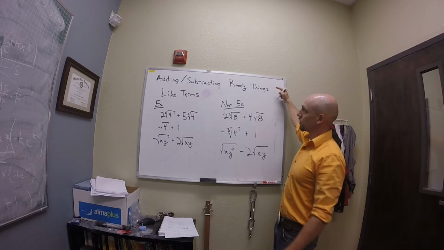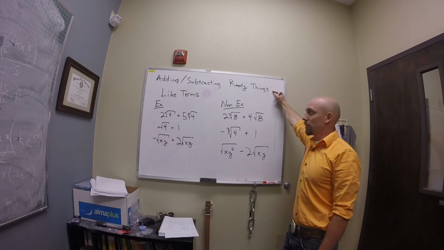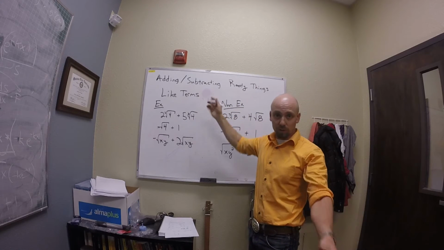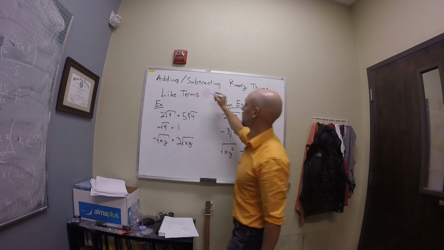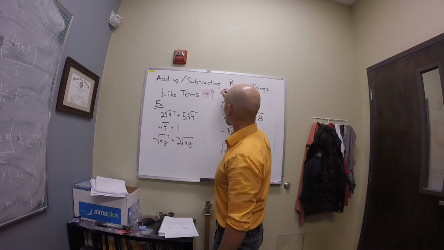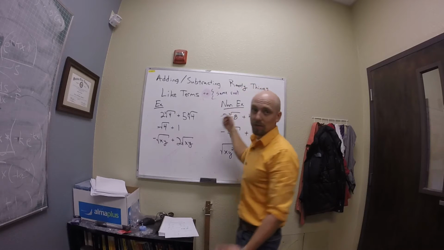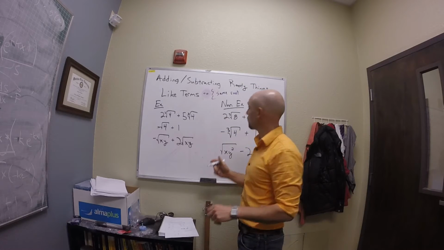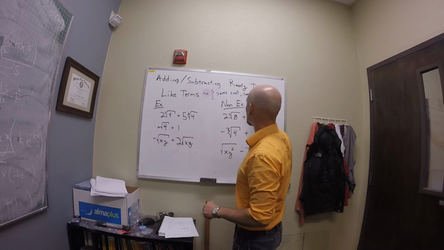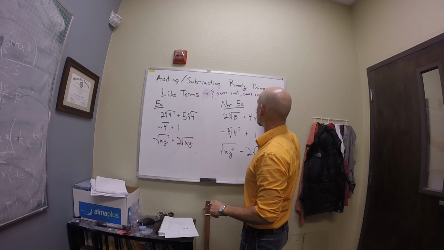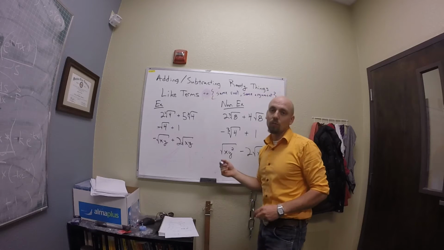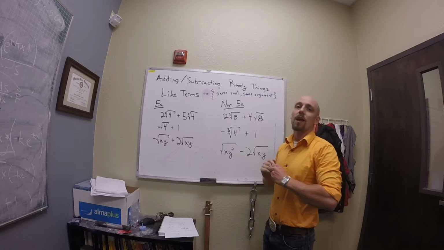Hey guys, I want to tell you how to add and subtract rooty things, and for that I need to tell you about like terms. So with rooty things, like terms means the same root. They have to be third roots or square roots together. They can't be different roots, and they have to have the same argument. The argument is the number or variables or whatever's on the inside.